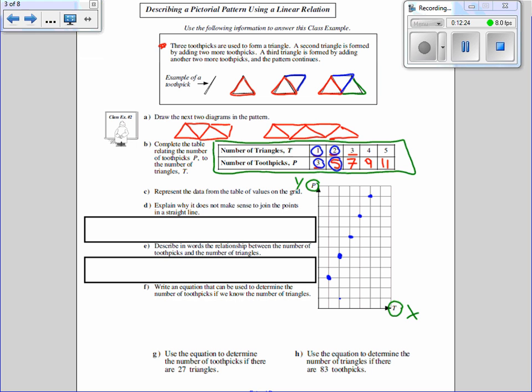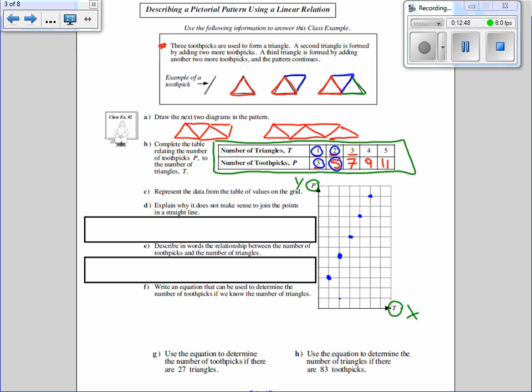So hopefully you've unpaused the video now, and you see that I've drawn in all 5 of my points, and they actually form a nice little line. But we haven't connected the dots. We've just put the dots on the plot. These dots each represent how many toothpicks it would take to create a triangle.